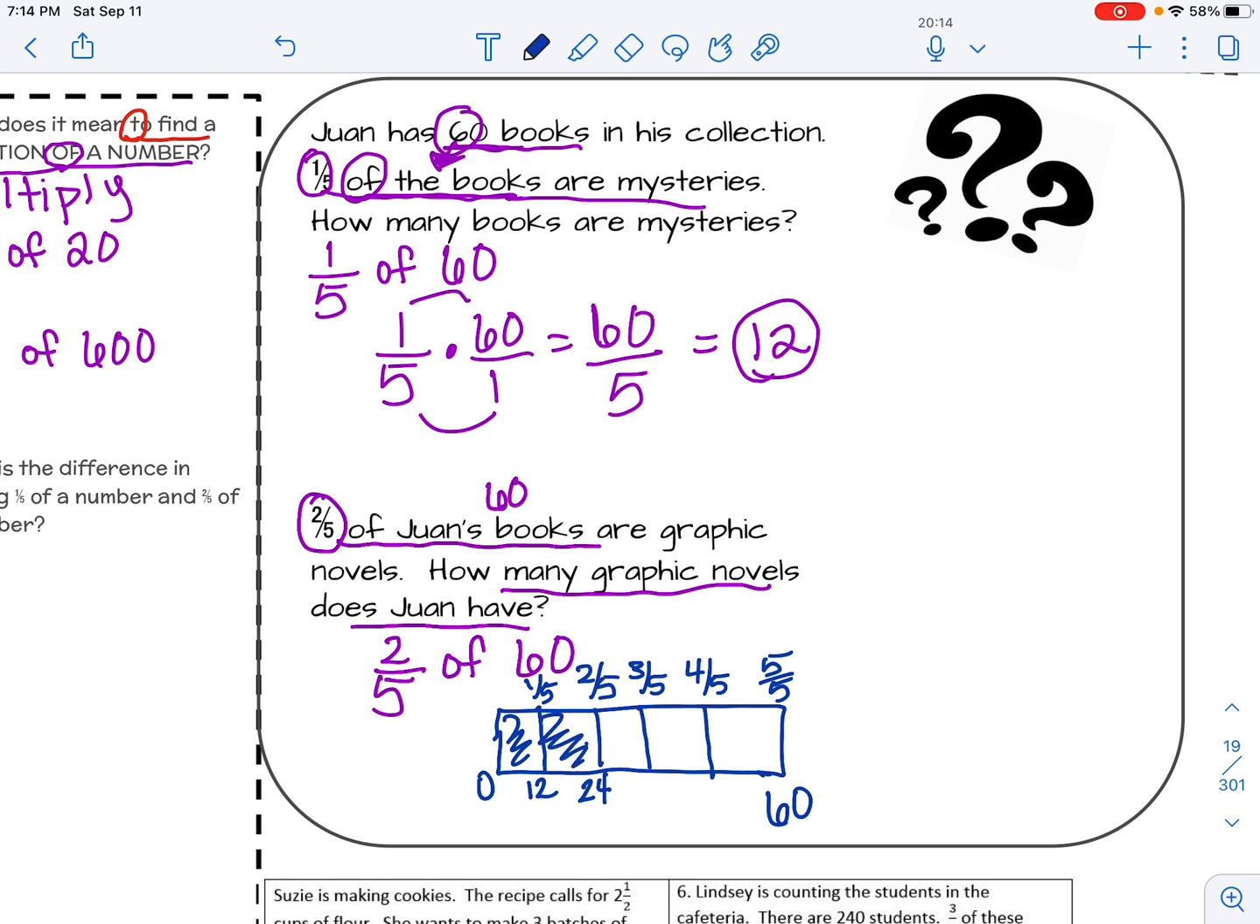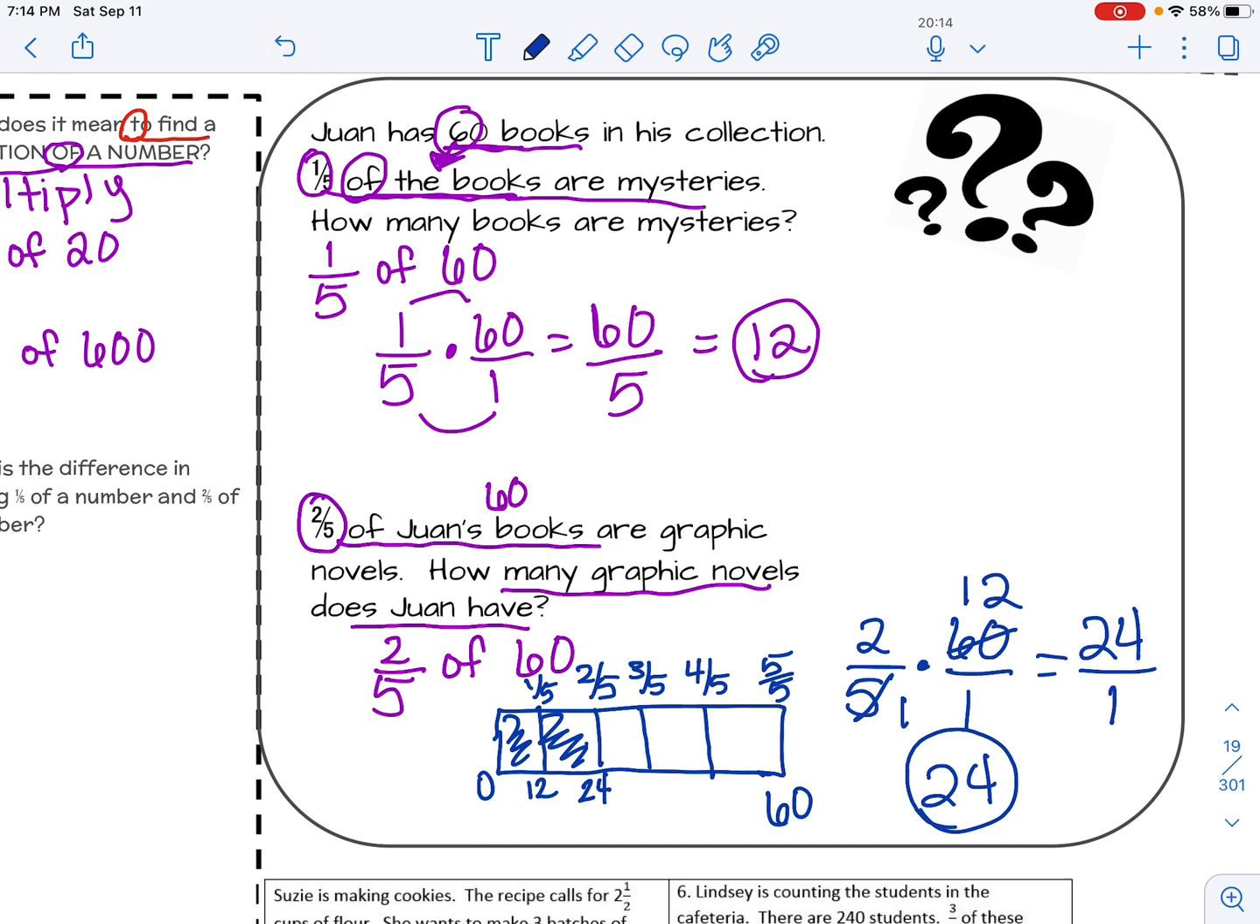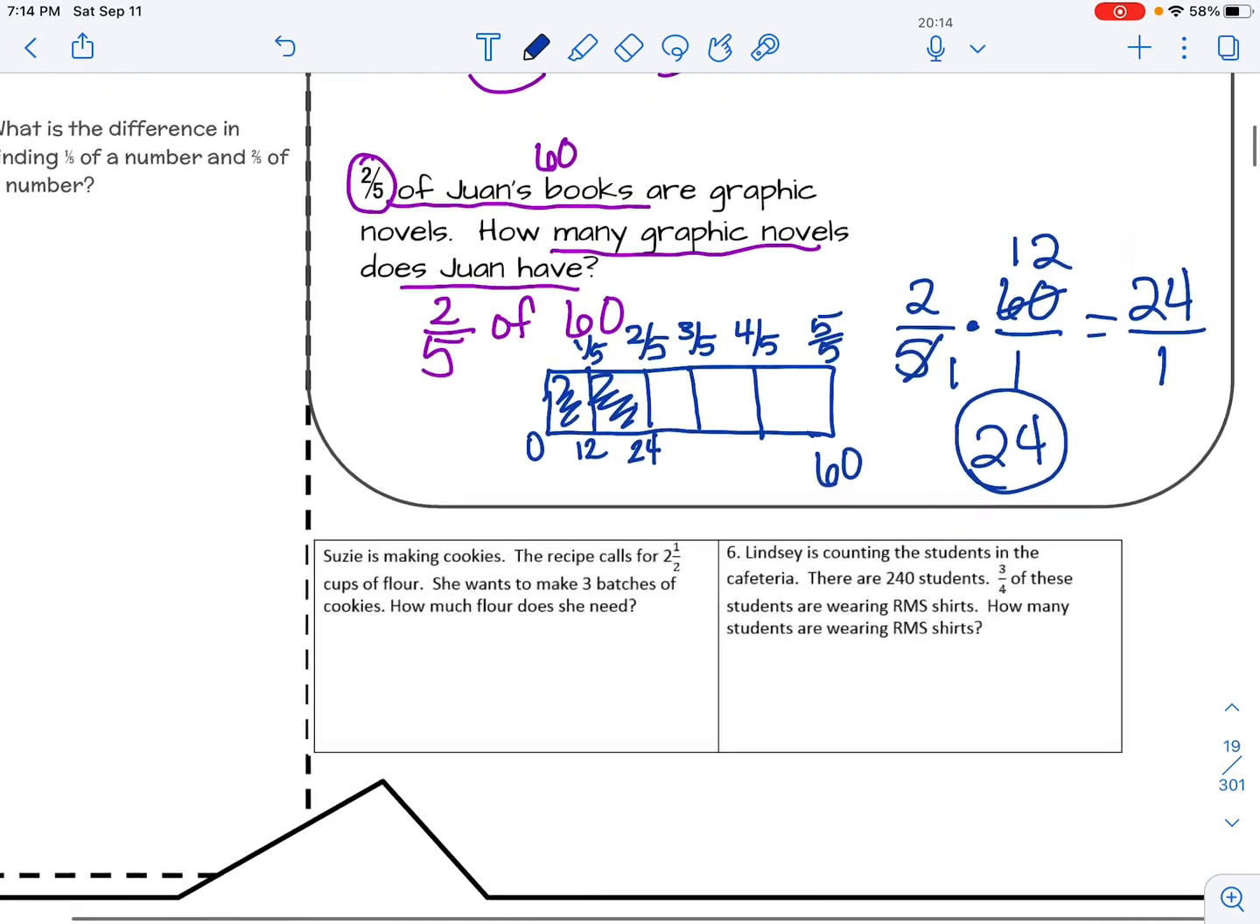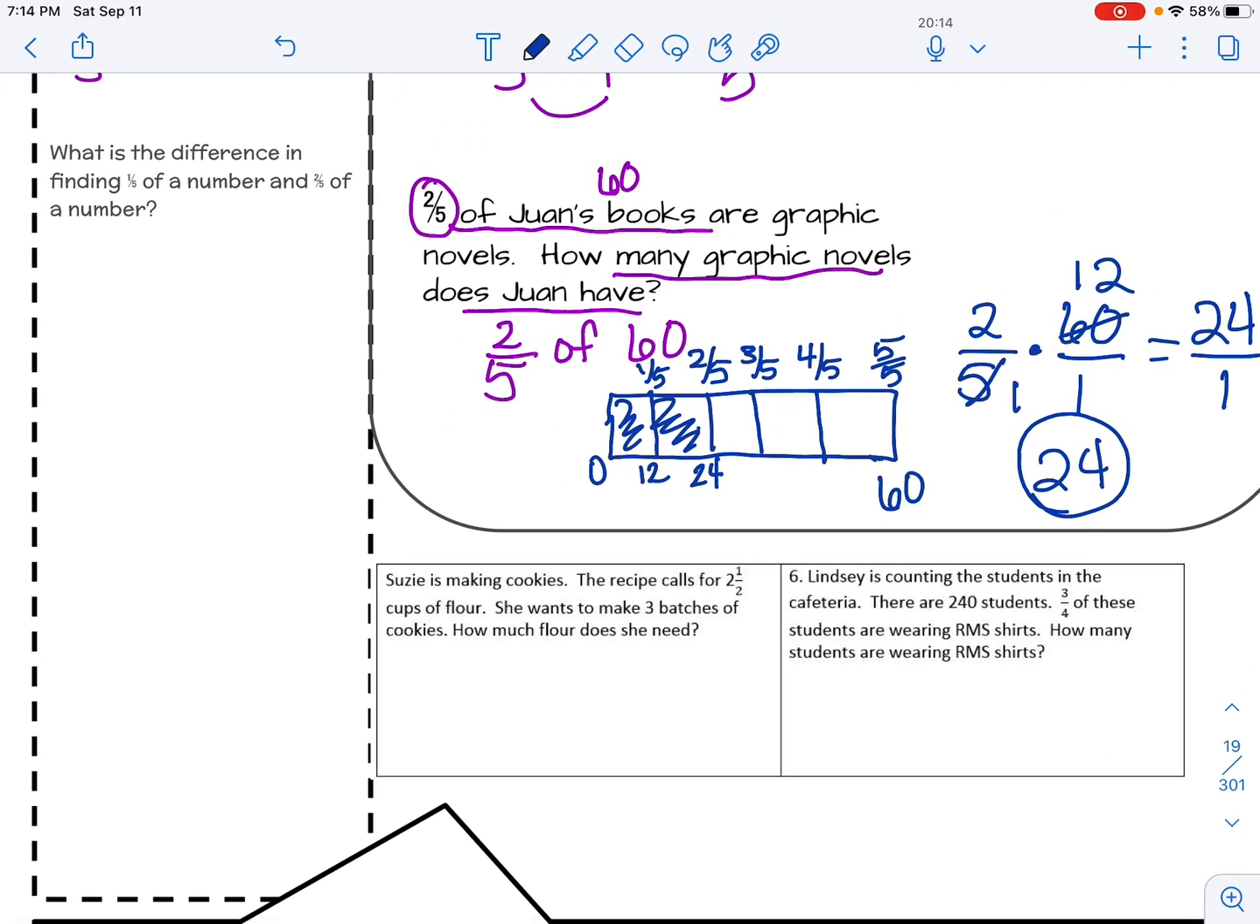So then when I go over here and I multiply it, I would have 2/5 times 60 over 1. Now I'm going to cross cancel because I know that 5 is a factor of 60. So 60 divided by 5, that becomes a 1. This becomes a 12. That is going to equal 24 over 1. So 24 books are graphic novels in Juan's collection. Good job, Richland Rams.